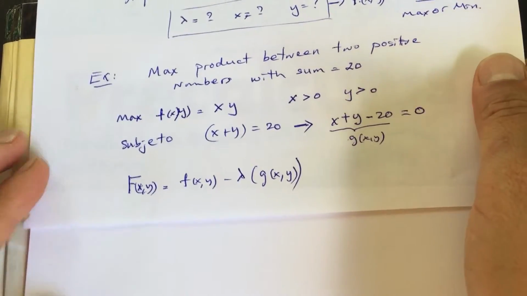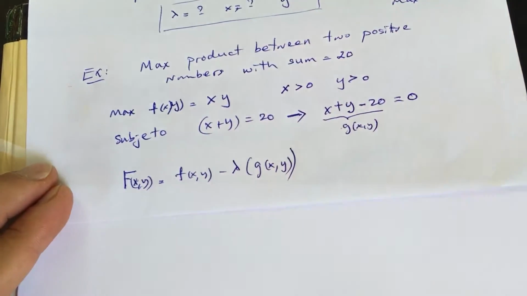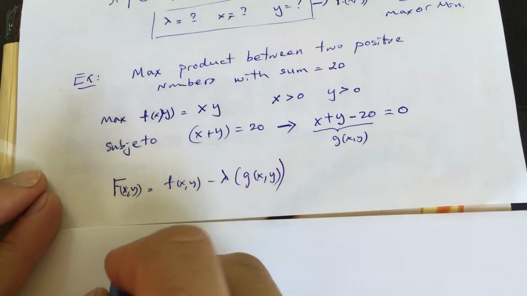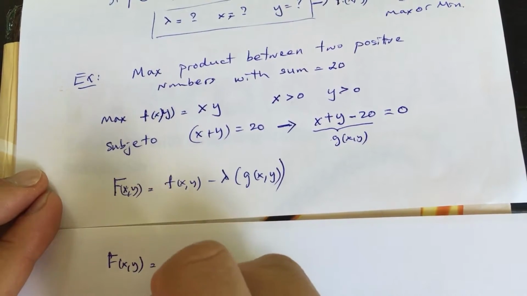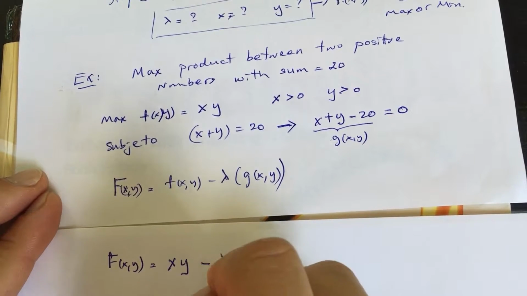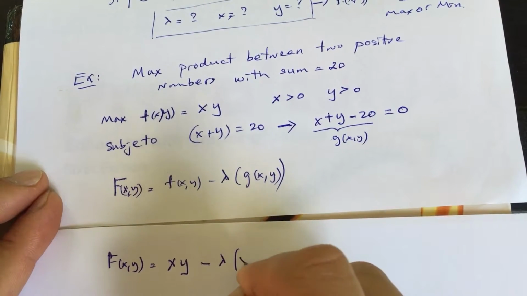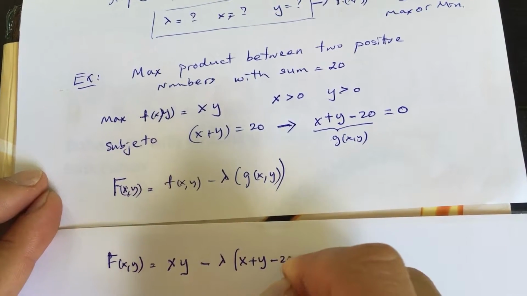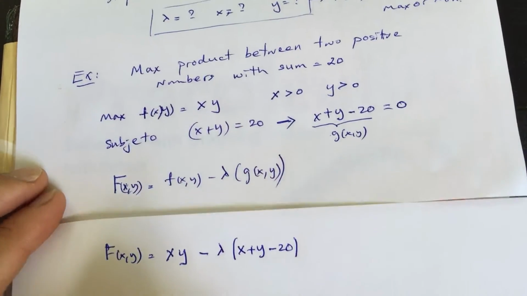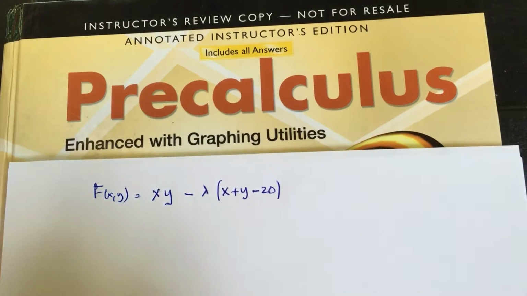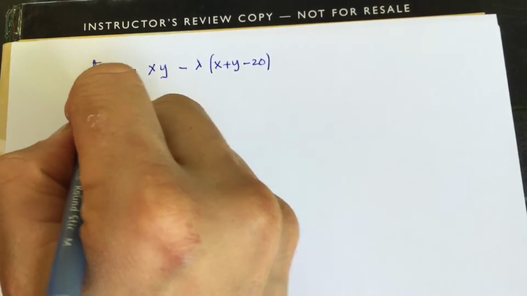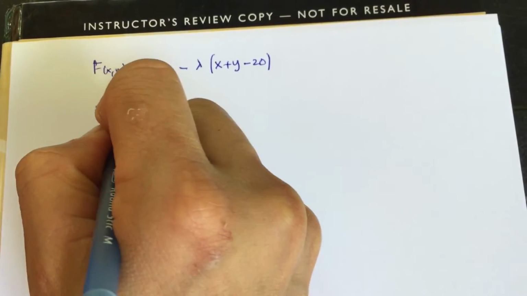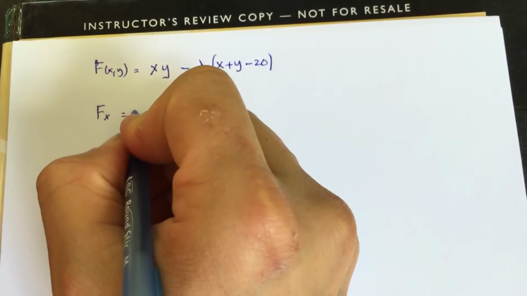Again, this is the function that we have. Let's see what we can do with this. All right, so that means your capital F of x comma y can be written as x times y minus lambda times (x plus y minus 20). After this we can solve for those steps. Remember, we want to find out what f sub x is.